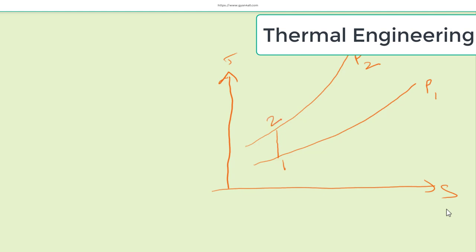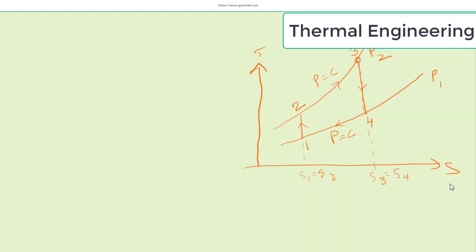So 1, 2 is isentropic compression. Okay, this is S1 equal to S2. Then 2 to 3, the temperature will increase. So this is the point 3. And 2 to 3, this is constant pressure heat addition process. Then from 3, you directly draw one vertical line to cut the pressure line at point 4. So this 3-4 is isentropic expansion, and therefore S3 equal to S4. And this 4-1 will be constant pressure heat rejection. That's all. So this way you can draw the TS diagram.